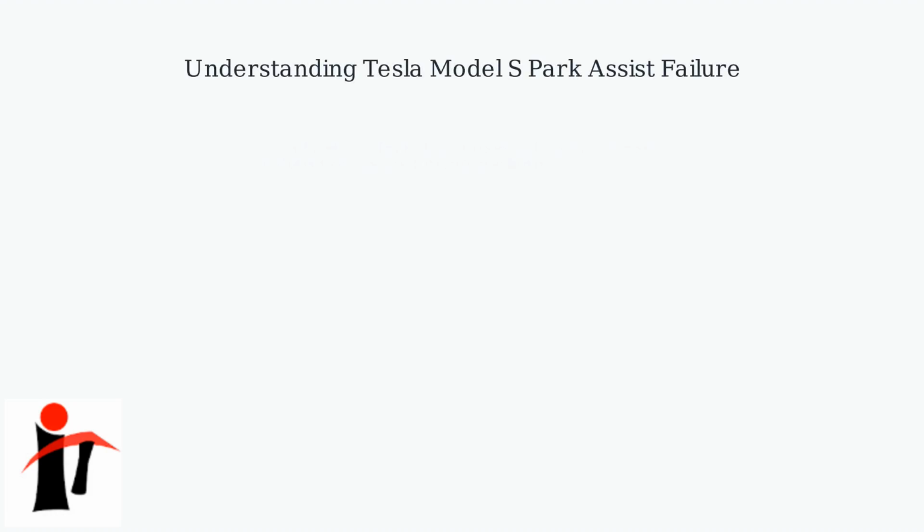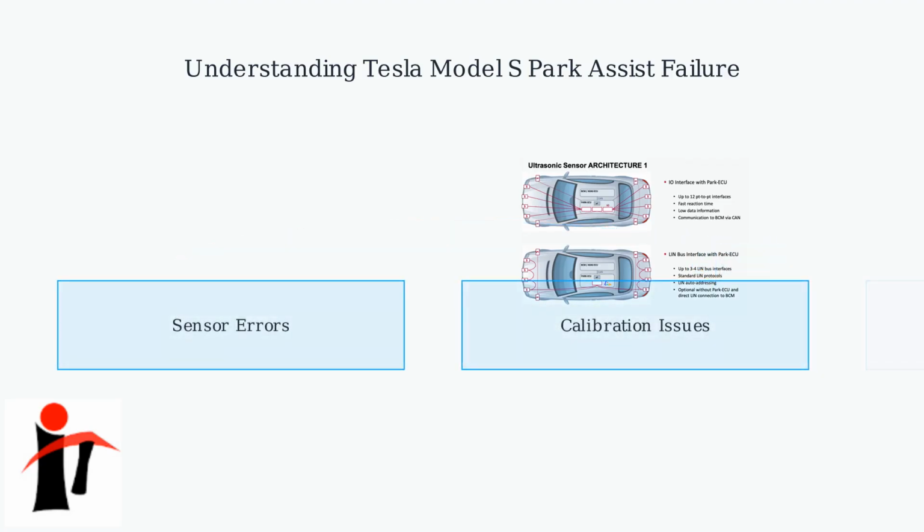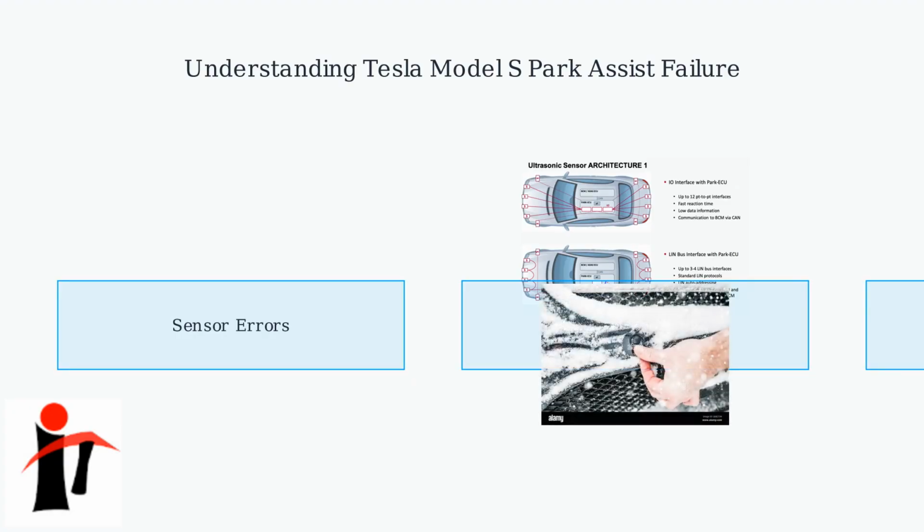Tesla Model S Park Assist uses ultrasonic sensors to detect obstacles during parking. Failures commonly stem from sensor errors, calibration issues, or dirt buildup. This video will guide you through troubleshooting and fixing these problems to restore Park Assist functionality.